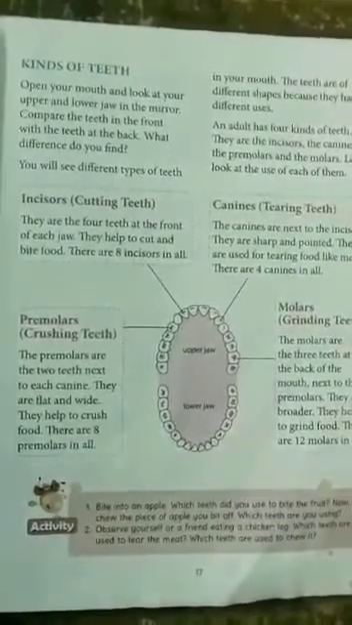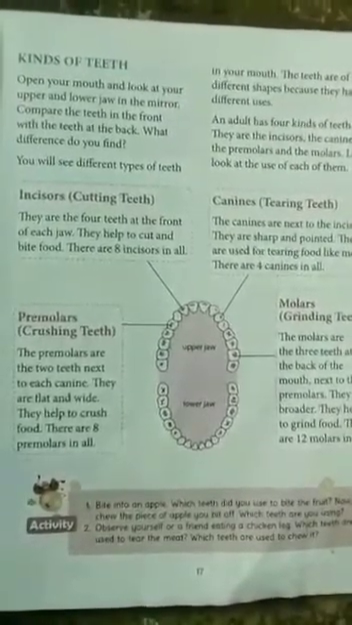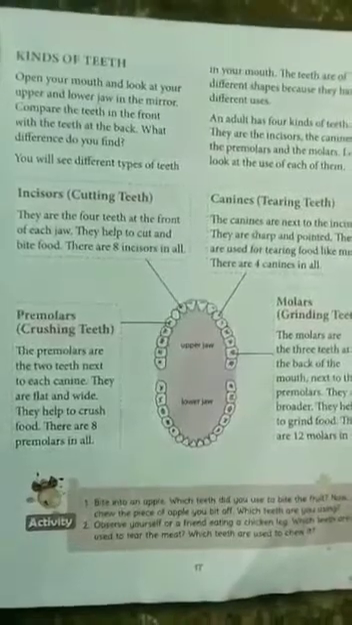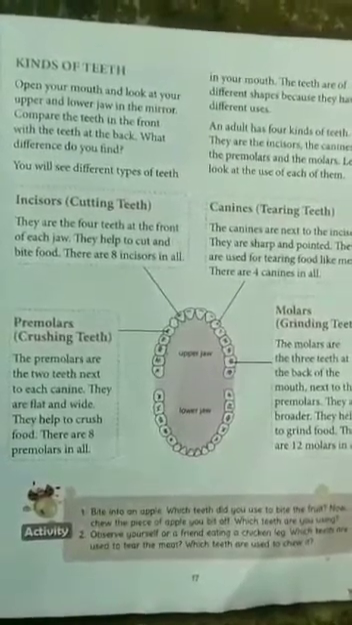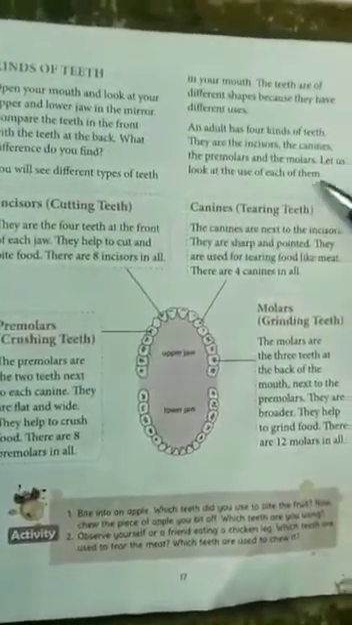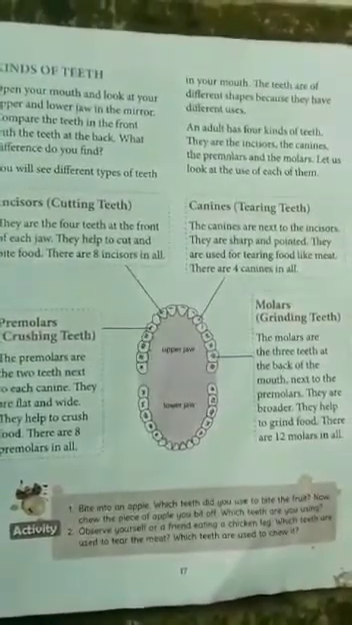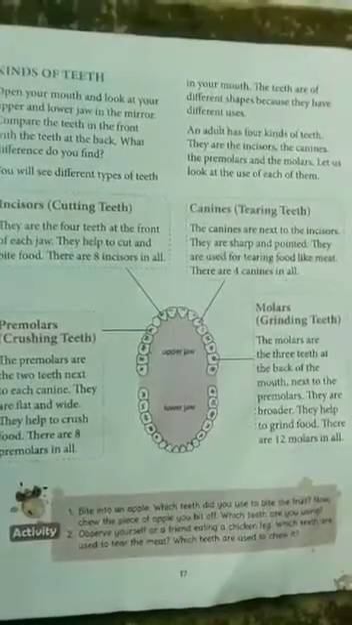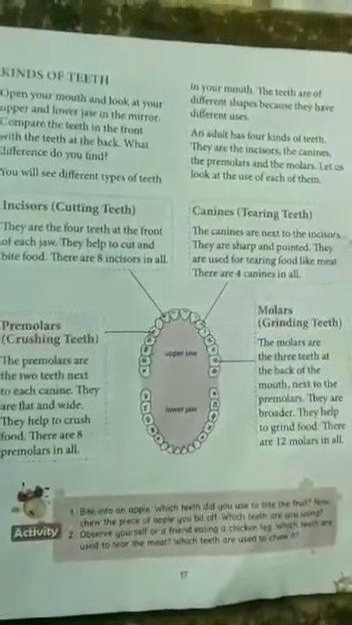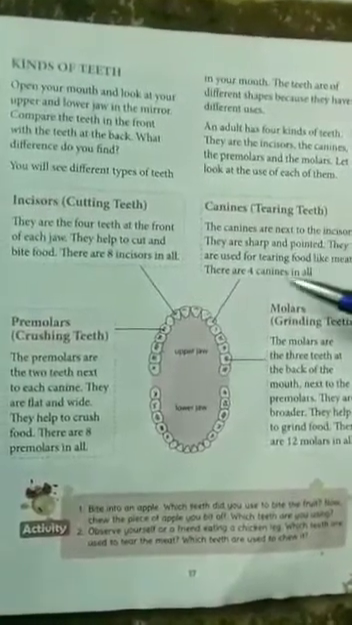Incisors, they are cutting teeth. They help us to cut and bite the food. There are 8 incisors in all. Canines, tearing teeth. They help to tear the food like meat. There are 4 canines in all.